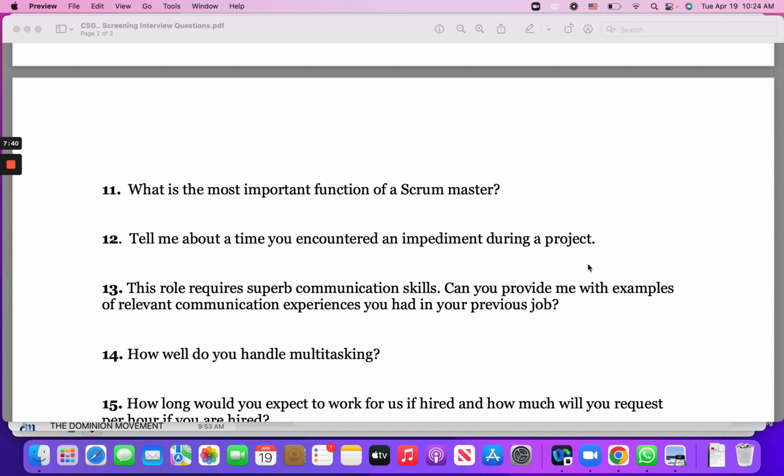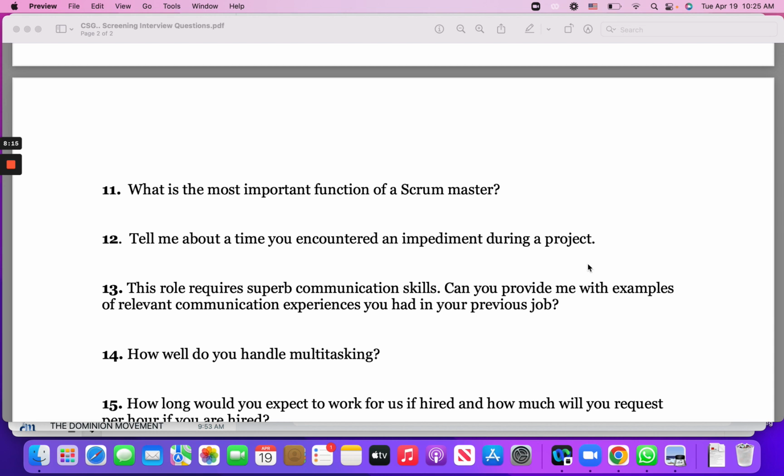Okay, 13 says that this role requires superb communication skills. Can you provide me with an example of relevant communication experience you had in your previous job? Yeah, setting up all my calendars and reaching out to everyone that needed to participate in the meeting before the meeting, and following up after the meetings if there was follow-up communication. That's what I do. Also using Teams to make sure that I stay in constant communication with all my team members was another way I communicated.